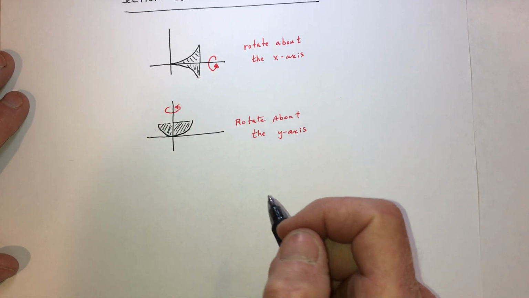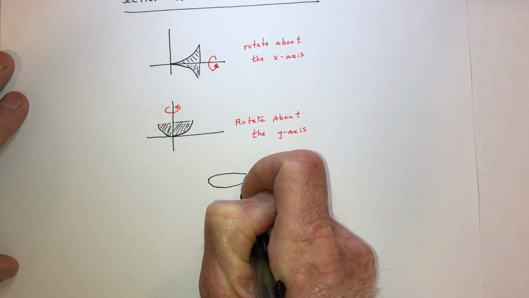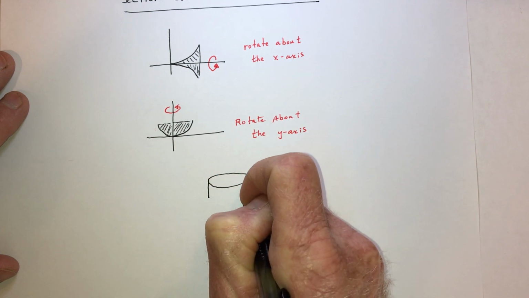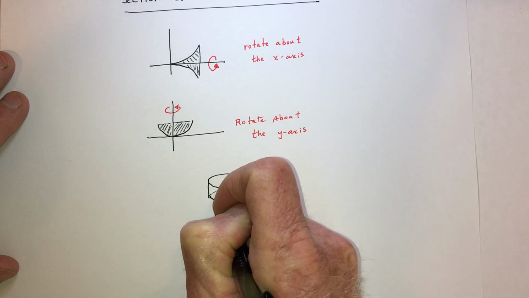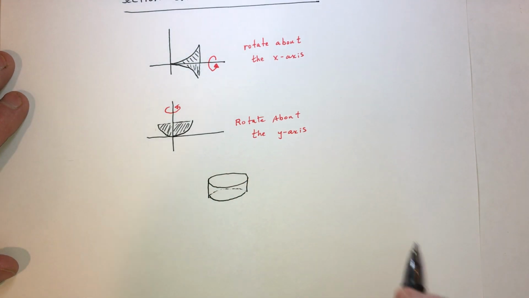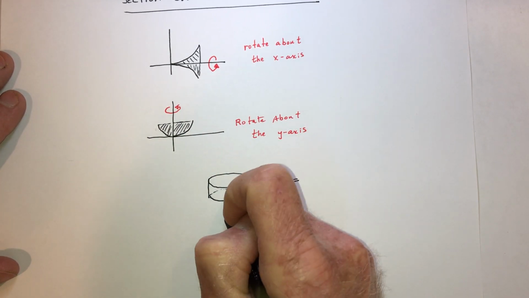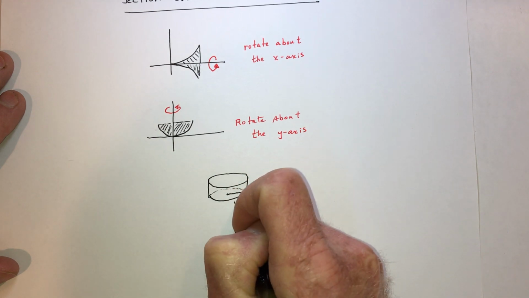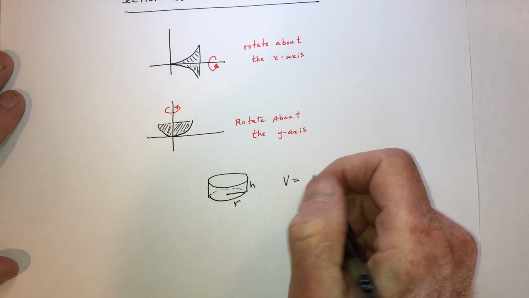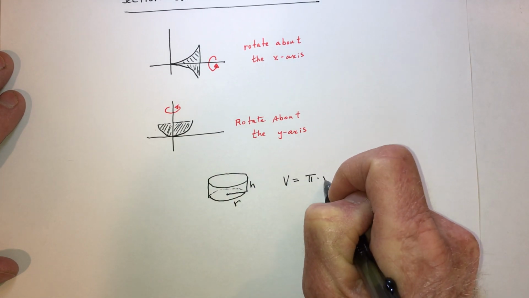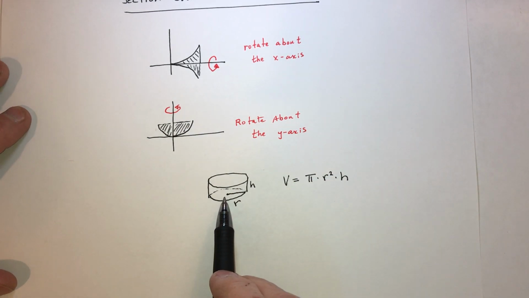Well, before we do that, if you have a right circular cylinder, and I'm going to make a short one like this, so something like a quarter, then find the volume. So the volume is equal to, well, you would need to know the radius, and you'd need to know the height. And then the formula for the volume is that it's pi times r squared times the height. That's the volume of a right circular cylinder.